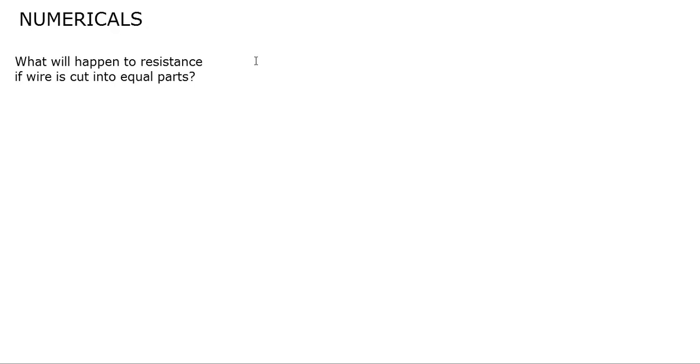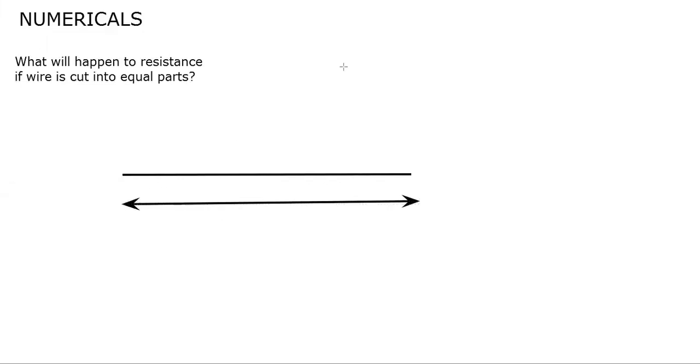Let us say there's a wire. Let it be of, suppose, 10 meter. Suppose this is of 10 meter and the wire is of uniform area and uniform length, that it has no different densities. It is uniform throughout, the length is uniform, area is uniform. Suppose its resistance is 10 ohm. So I have a wire of length 10 meter and its resistance is 10 ohm.